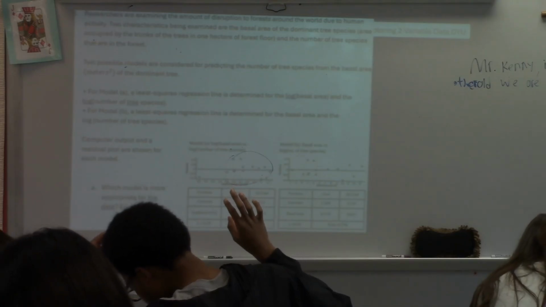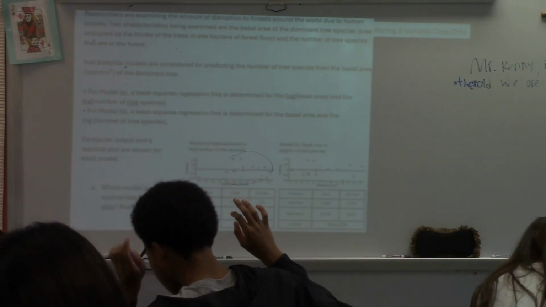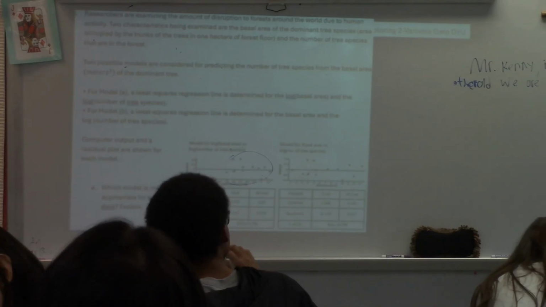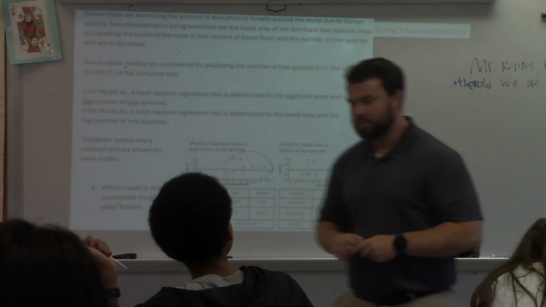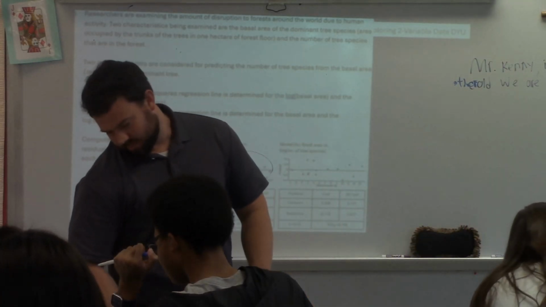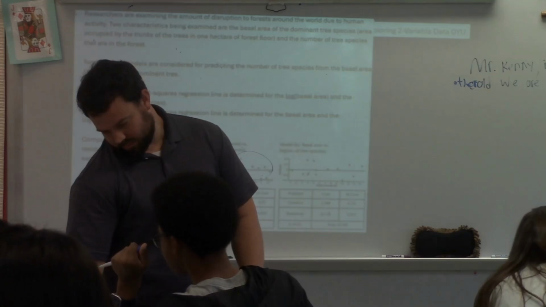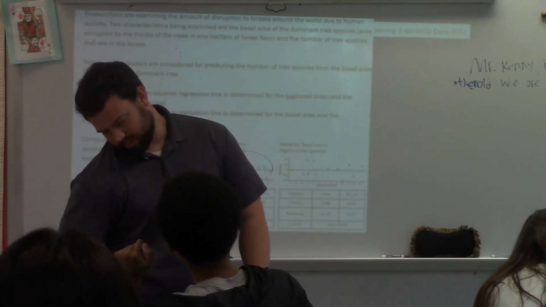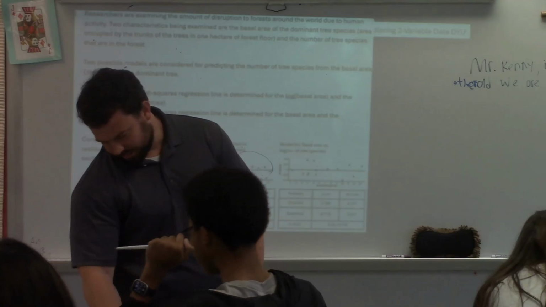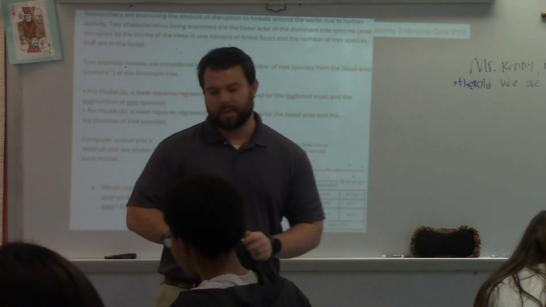Yes, Ian? Model B, because the R squared is higher, which indicates that the variation of the tree species is better explained by the regression line. Fantastic. You made a typo. I should have put that, trees. I need to look at that again. There's an issue in there. It's okay, we'll talk about it.